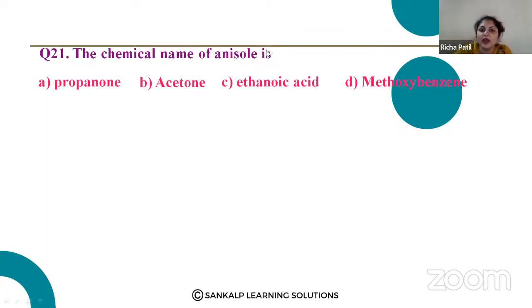The chemical name of anisole is, yes, what is the chemical name of anisole? What is the structure of anisole? Do you know the structure of anisole? So this is the structure of anisole. Can you tell me the chemical name?